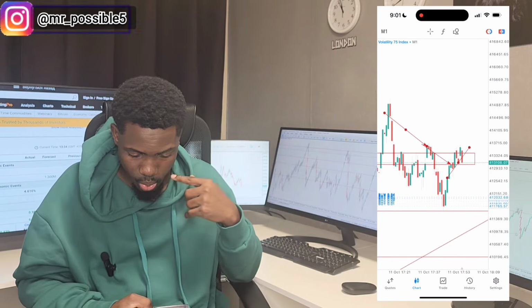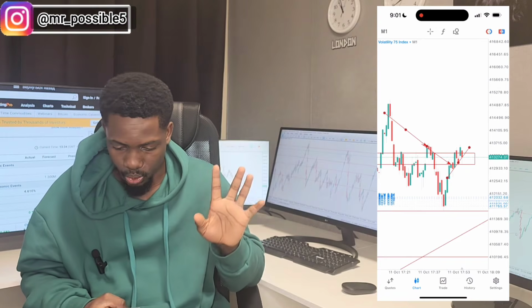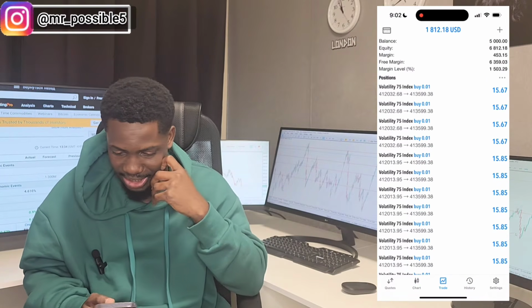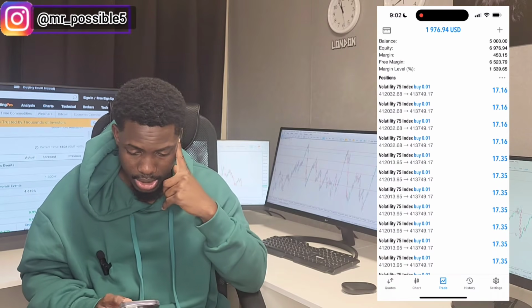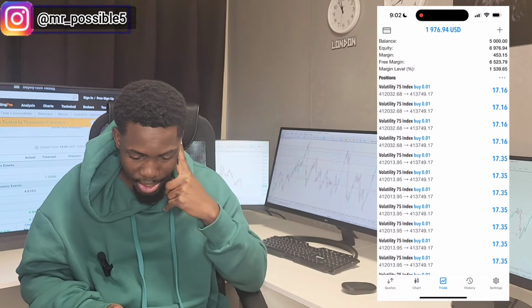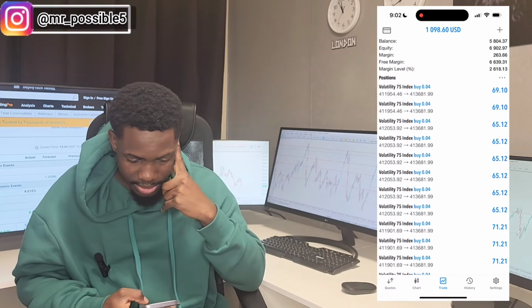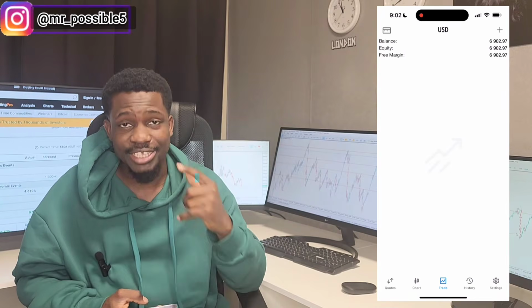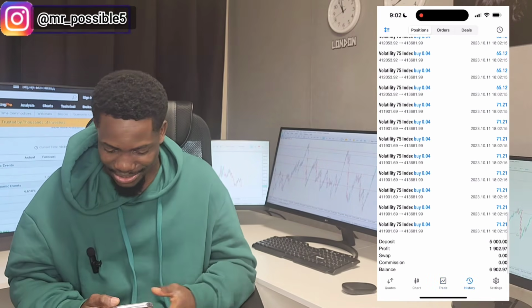So let's actually just watch. Well, it didn't break the zone, right? It didn't close below it. So let's just wait. Yeah, we actually hit our target now. Let's just get ready to close our positions. And that's it, guys. Well, almost hitting that, and that's it. So boom, that was it, guys. So we actually just picked our 2k bucks just like that.